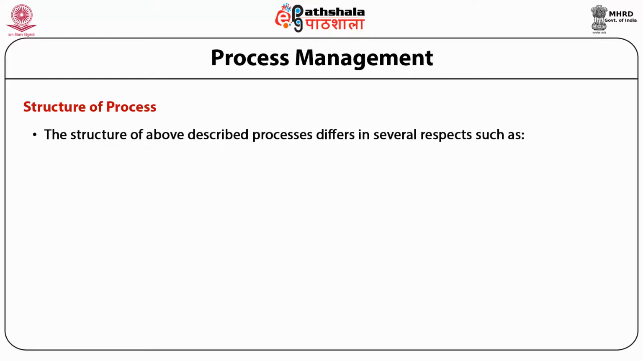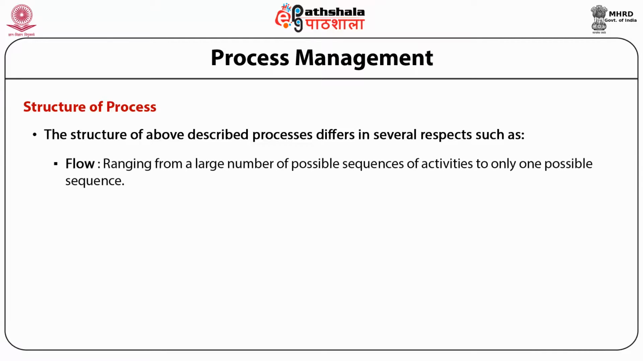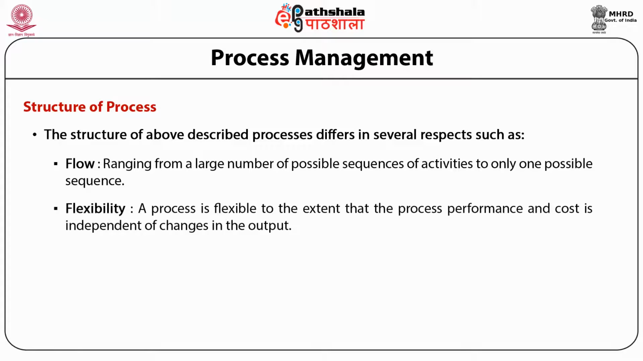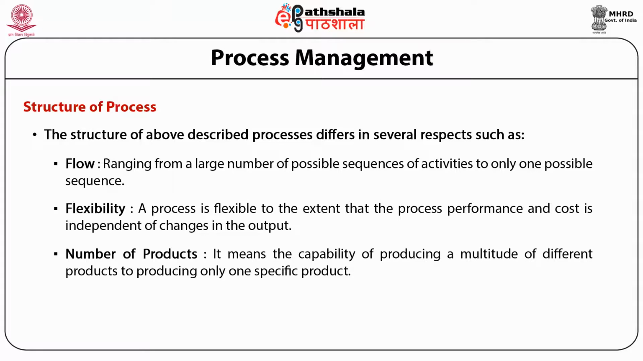The structure of the above described processes differs in several aspects such as flow, flexibility, and number of products. Flow ranges from a large number of possible sequences of activities to only one possible sequence. Flexibility. A process is flexible to the extent that process performance and cost are independent of changes in the output. Changes may be changes in production volume or changes in the product mix. Number of products. It means the capacity of producing a multitude of different products to producing one specific product.